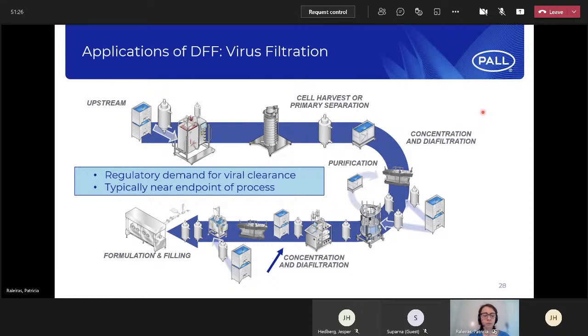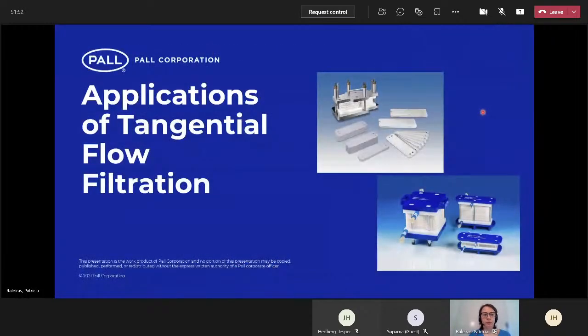removal rating. 20 nanometer are the more standard ones for virus filtration. And they are typically near the end of the process because you need to have at that point a very clean product, let's say, because this is a bit difficult filtration to do. The pores are very tight, so you typically need a high pressure to do them. Yeah, so that was a bit about direct flow filtration.